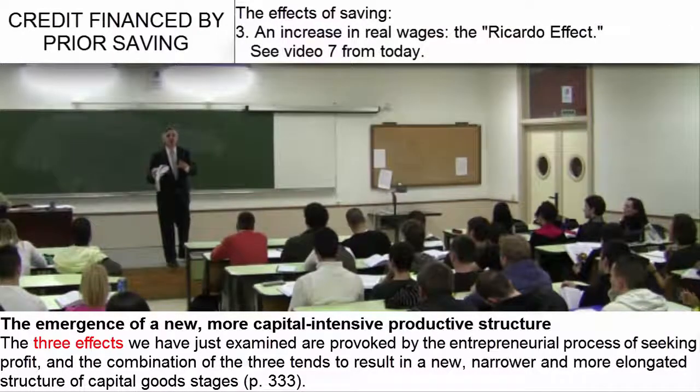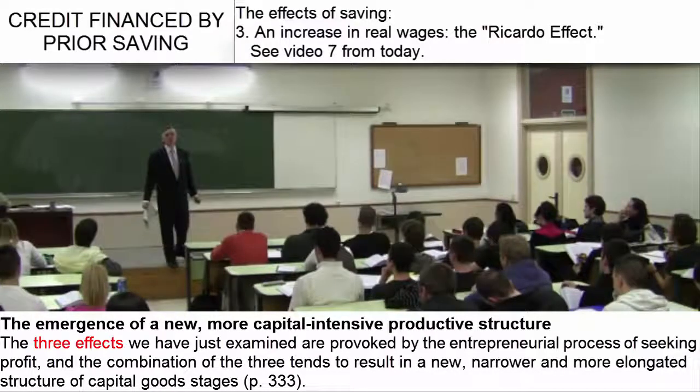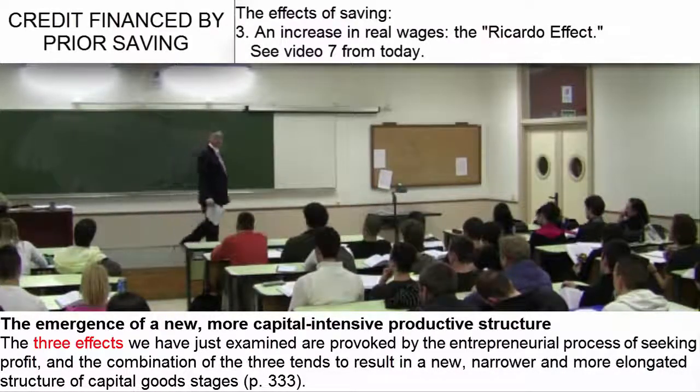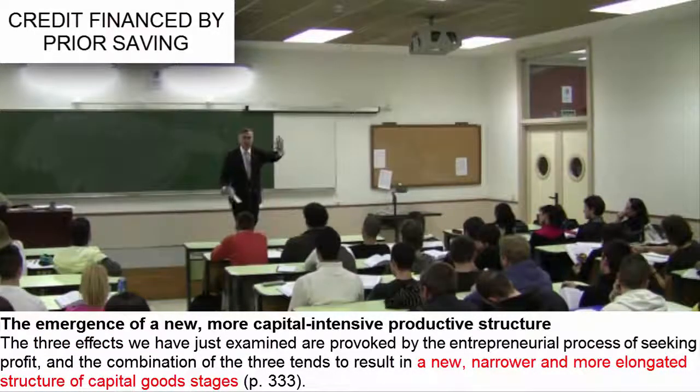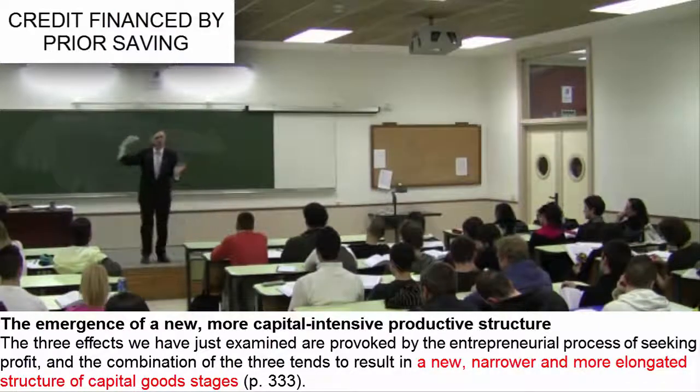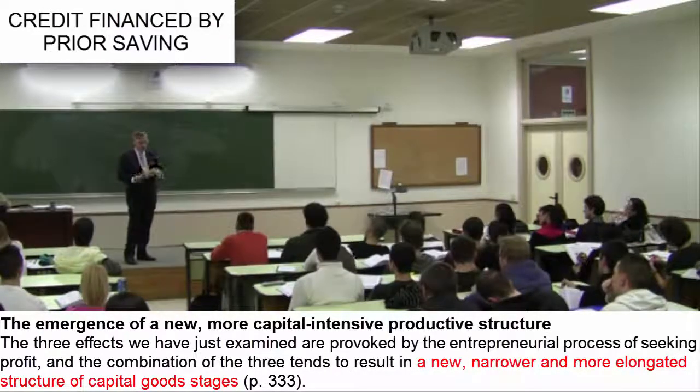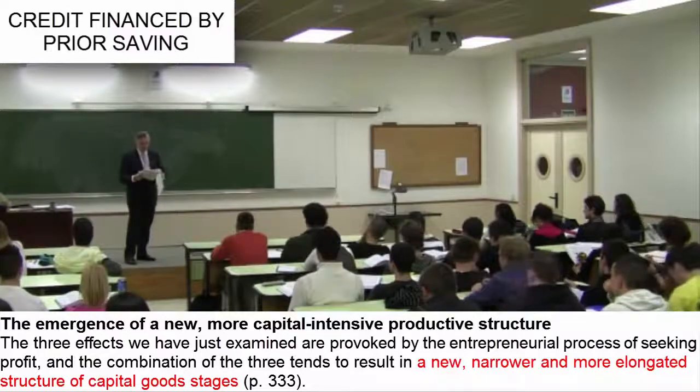The third effect, in real terms, wages rise when the price of consumer goods and services drops due to saving. These three microeconomic effects work in the same direction and indicate to entrepreneurs what they must do, and as a result, the productive structure becomes more and more vertical, more capital intensive.